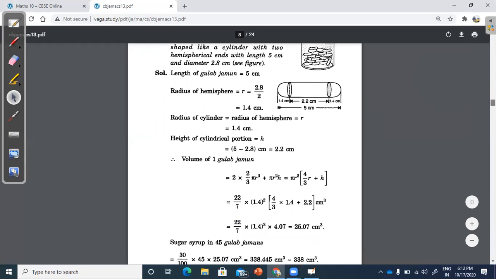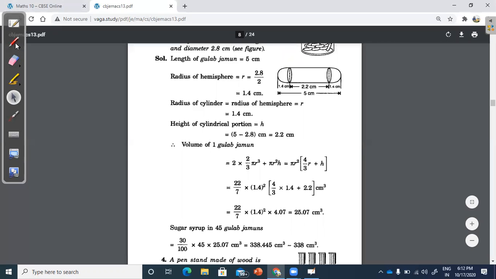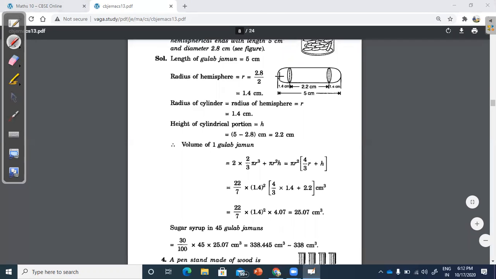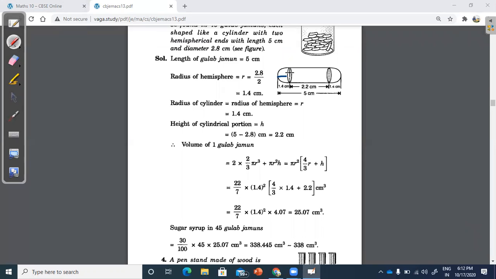Okay, so that is very crucial for the sum, that we understand this concept, that this radius is 1.4 and this radius is also 1.4. That is actually the height of the hemisphere, because in a hemisphere the radius and height are same. This is also radius only. So this is going to be 1.4, 1.4, 2.8. Total was 5. So 5 minus 2.8, you will get this 2.2, right?